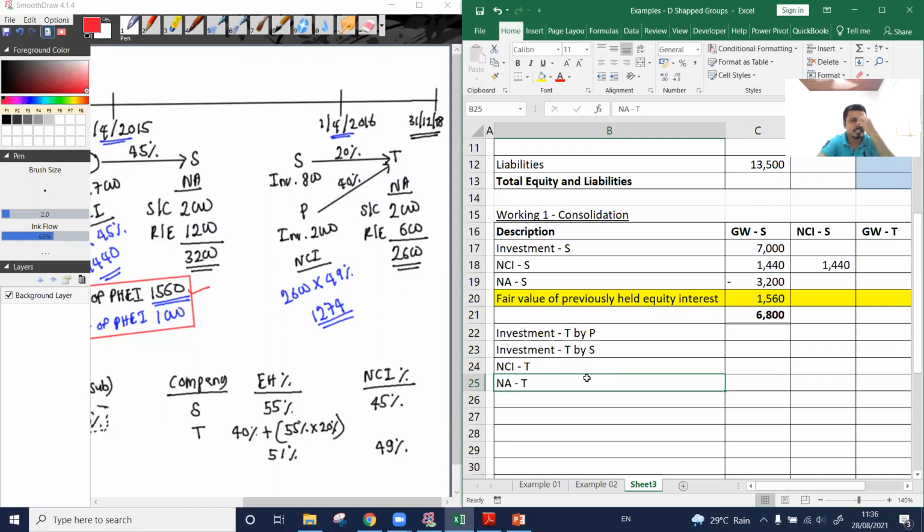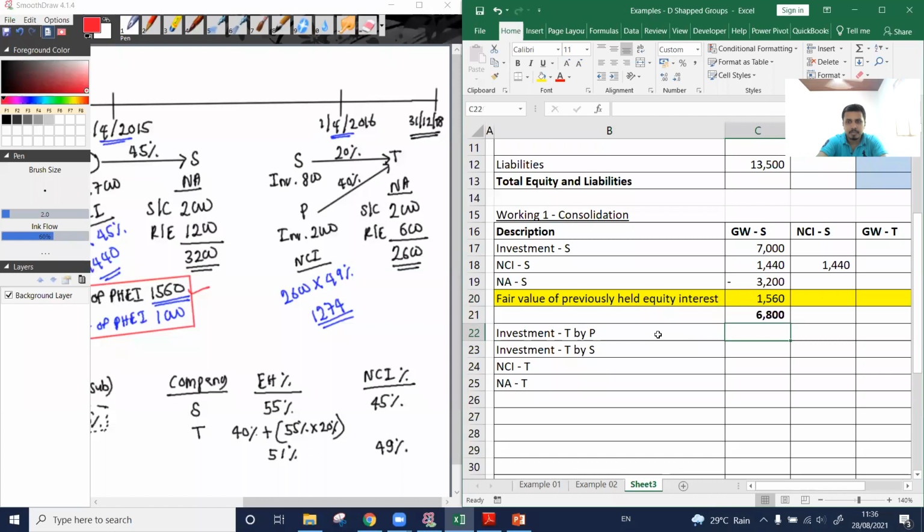There is no further acquisition or a step acquisition on T. S වල තමයි අර further acquisition එකක් ගියේ. කලින් 10% අරන් තිබ්බ එකේ තව 45% පස්සේ ගත්තා. හැබැයි T limited වල මේ ගාන විදියට එහෙම මොකුත් වෙලා නැහැ. Therefore we do not need to consider fair value of previously held equity interest, කියලා එකක් generate වෙන්නේ නැහැ. Right.